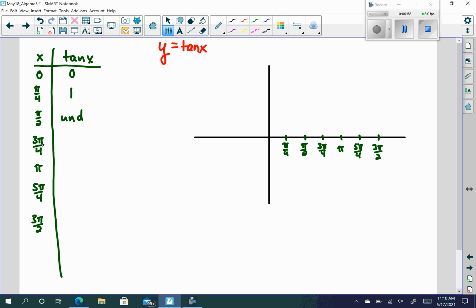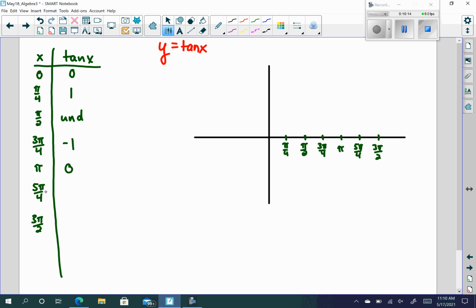3 pi over 4, we're at negative radical 2 over 2, and then positive radical 2 over 2. So if I divide opposites, that's a negative 1. At pi, our ordered pair is, I'm sorry, negative 1, 0. So we're dividing 0 by negative 1, so that's 0.